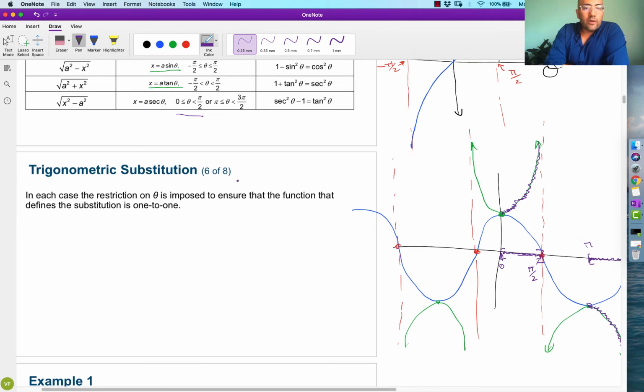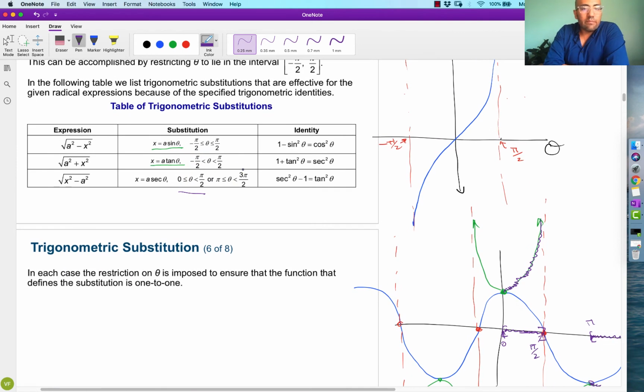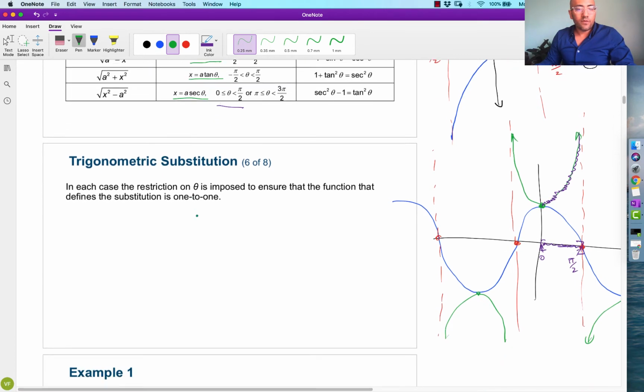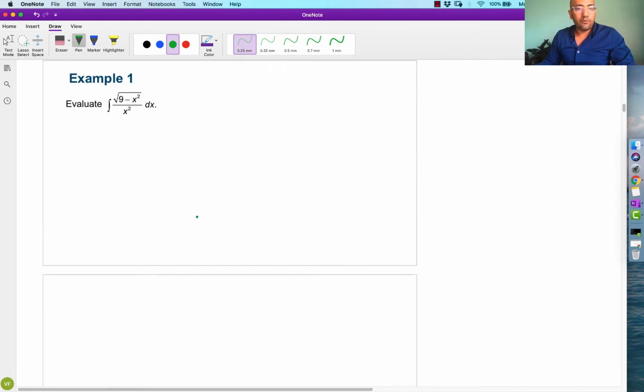Okay, so that's where this table comes from. We need to make sure that we have one-to-one functions by restricting the values of theta, and then we just have to pay attention to these suggestions. Once we see a couple of them in action, you'll see why they work, and we'll also use these identities as part of the solutions. Good. Okay, so let's begin with an example.